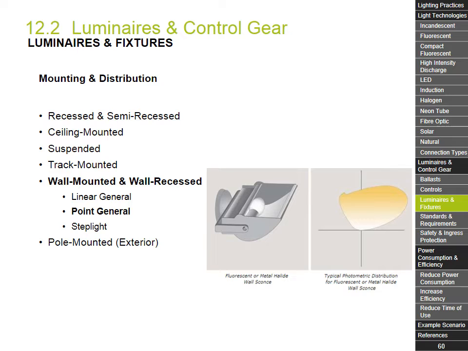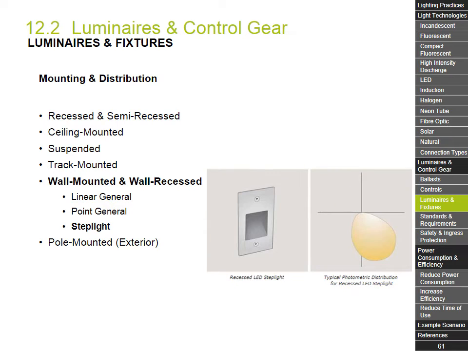The point general light shown in this figure provides general uplight using a wall-mounted point light source such as a metal halide or halogen lamp. Note the distribution is designed to light the wall and a large area of the ceiling. A steplight is used to specifically light a stairway, usually for safety reasons. Note that the light distribution is directed completely downwards so that there is no glare shining in a person's eyes as they are climbing or descending the stairs.